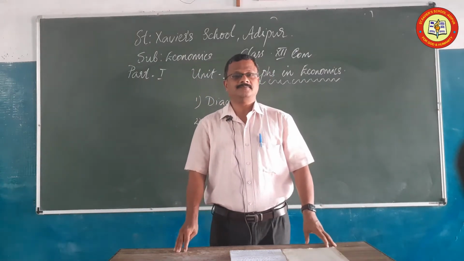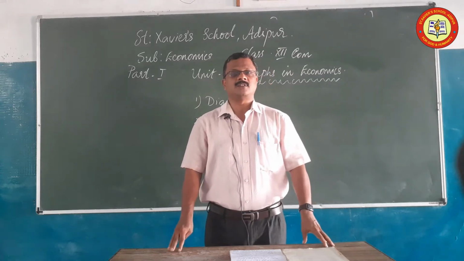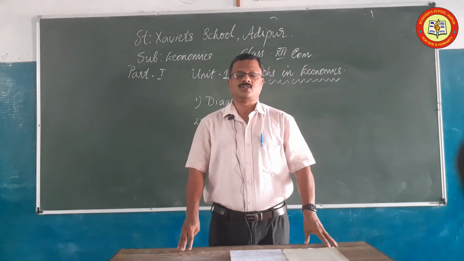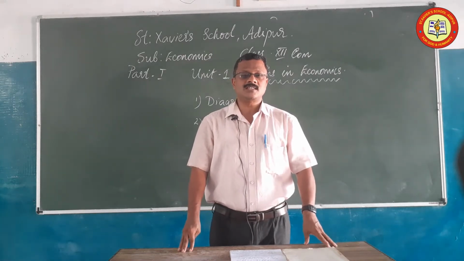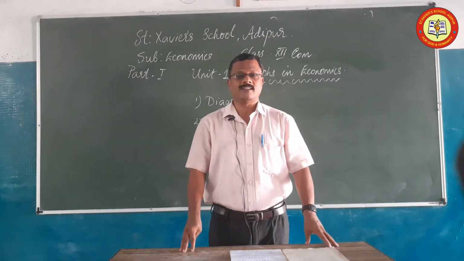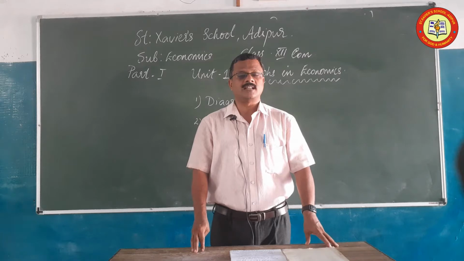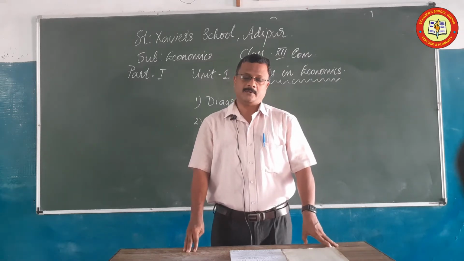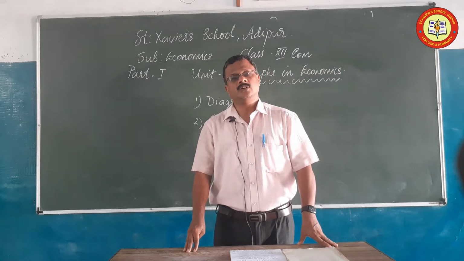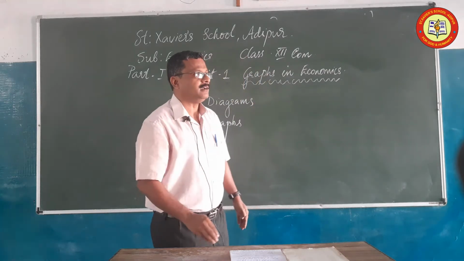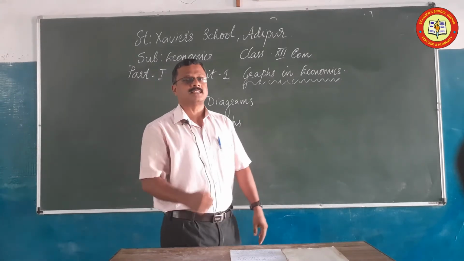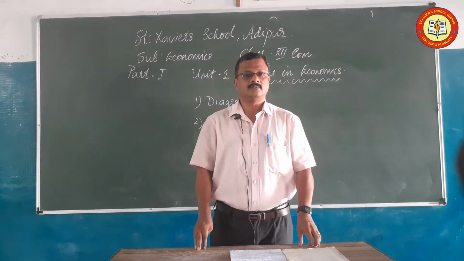What is a diagram? A diagram is a representation of observable data by way of a picture. It is self-explanatory. Lay persons don't require that much knowledge to understand a diagram. What is meant by self-explanatory? Even ordinary people, once they look at a diagram, basic things can be understood.